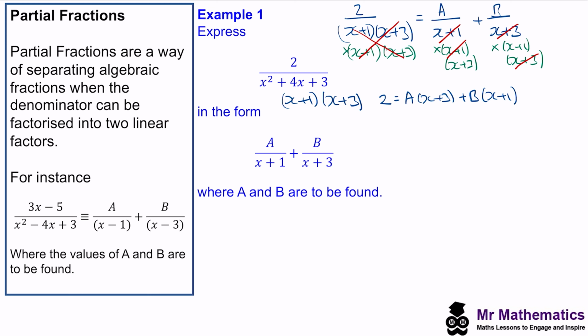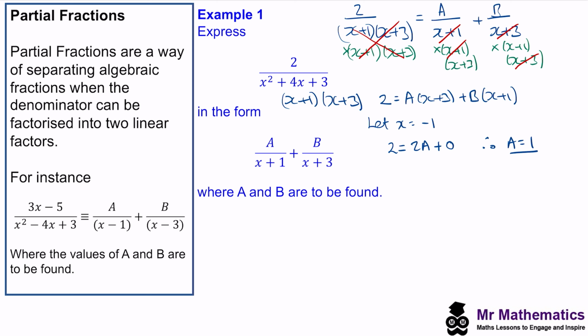So now to find the value of a, we need to make this x plus 1 equal 0, so all of this will go. So we'll say let x equal -1. Then we can substitute this -1 into each of these. So we get 2 is equal to -1 plus 3 is 2, so 2a, plus, and -1 plus 1 is 0, so this will go, so plus 0, so therefore a must be equal to 1.